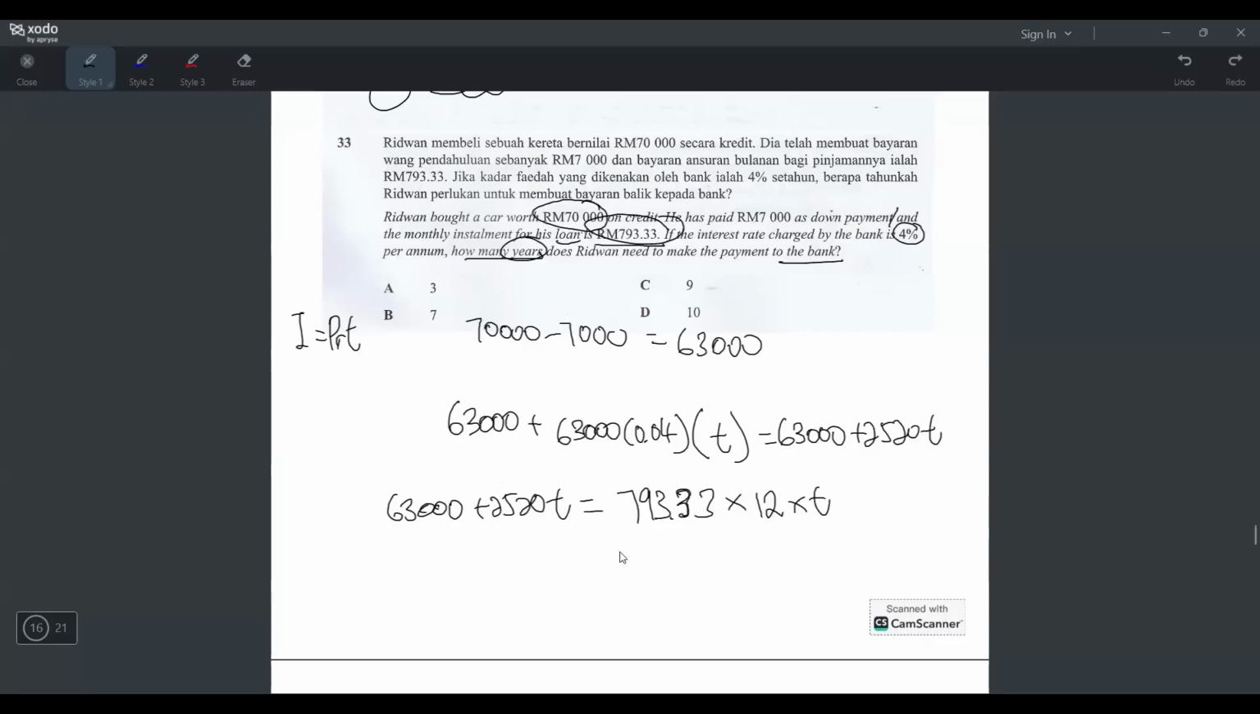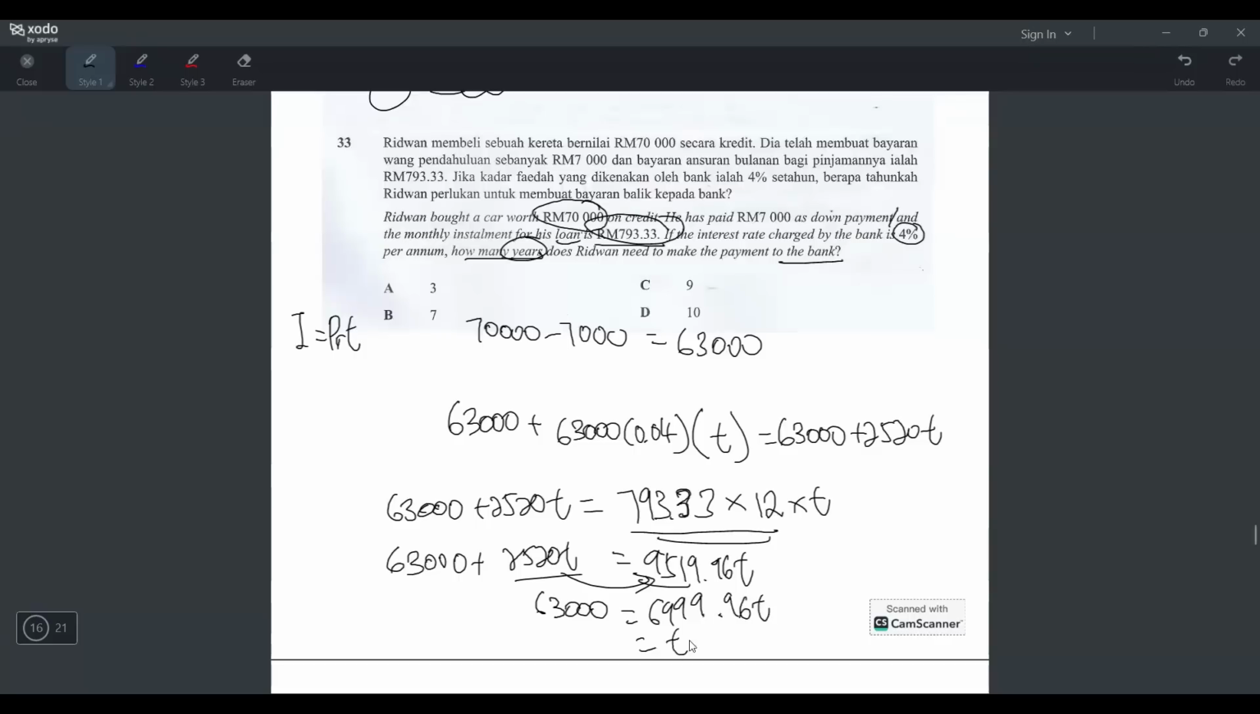Okay, now let's find T. Okay, this one and this one can be pressed, right? So 793.33 times 12. Okay, my calculator gives me 9519.96T. And then this is 2520T, this is 63,000. Okay, T and T can be combined. So I'll move this over there, becomes 63,000. Okay, now I will press 9519.96 minus 2520. So I get 6,999.96T.